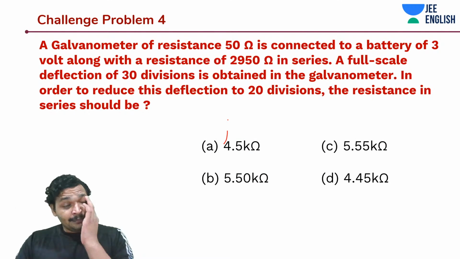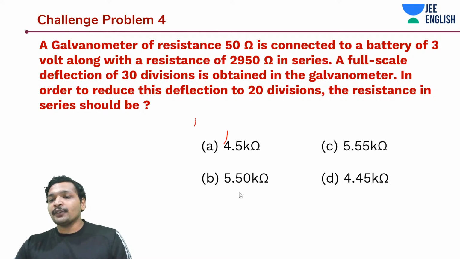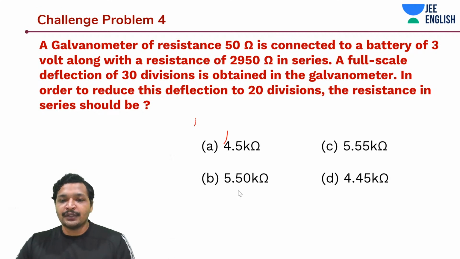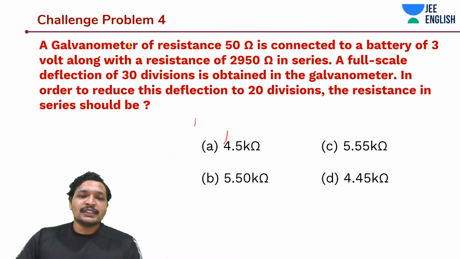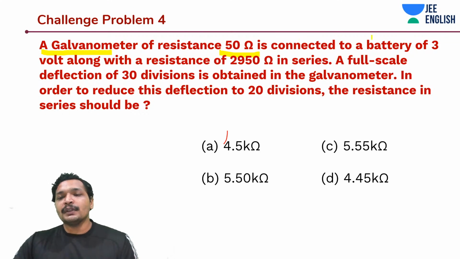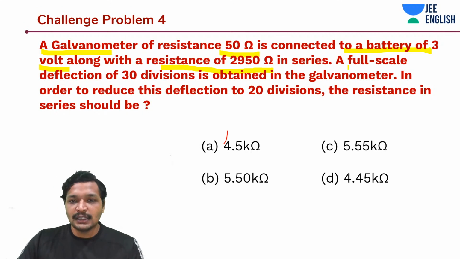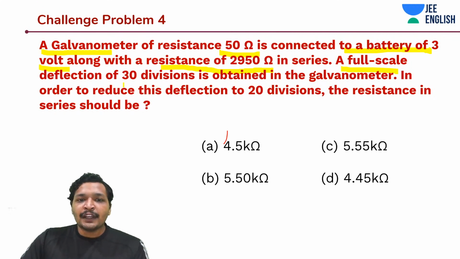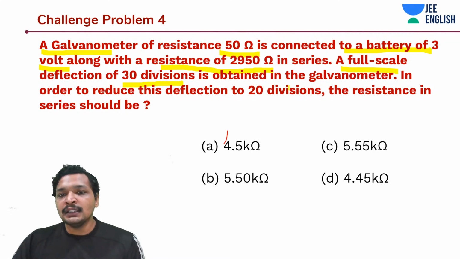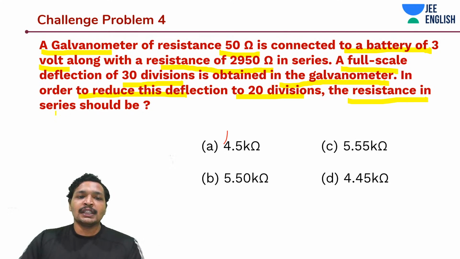Now let's get into the next question. A galvanometer of resistance. Now this is an interesting one. You need to put down the pen a little bit to calculate this question. Maybe if you calculate just like that, well and good. A galvanometer of resistance 50 ohm is connected to a battery of 3 volt along with the resistance of 2950 ohms in series. A full scale deflection of 30 divisions is obtained in the galvanometer. In order to reduce the deflection to 20 divisions, the resistance in series should be.